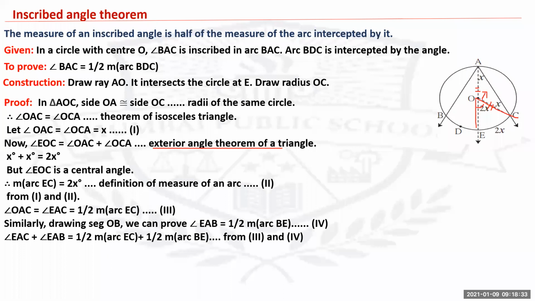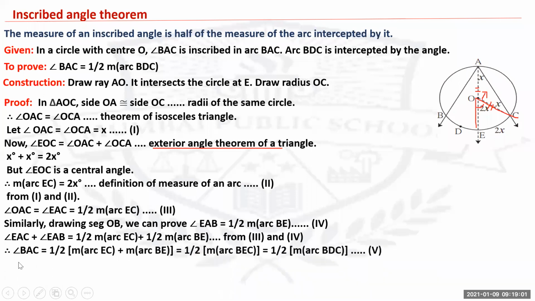Angle EAC plus angle EAB: you have to add both the statements, statement number 3 and statement number 4. Angle EAC plus angle EAB equals half the measure of arc EC plus half the measure of arc BE. This half is going to come common for both.